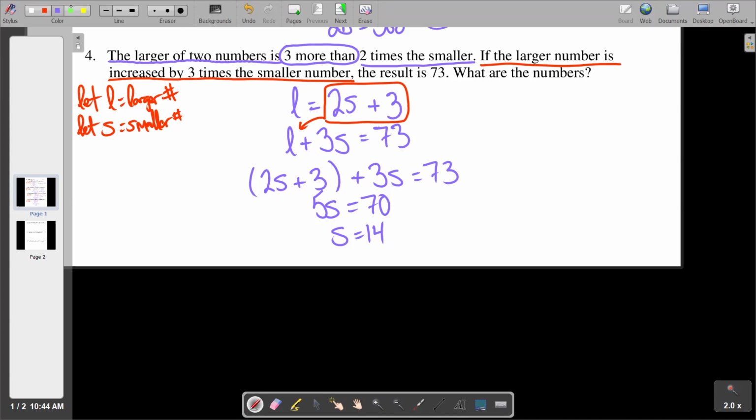So I'm going to take the number 14 and do what I'd always do and put it back in the box because I got to know the other one too. What's 2 times 14? What's 28 plus 3? So I guess the larger number must be 31. And now I write a sentence and I say the numbers are 14 and 31, period.